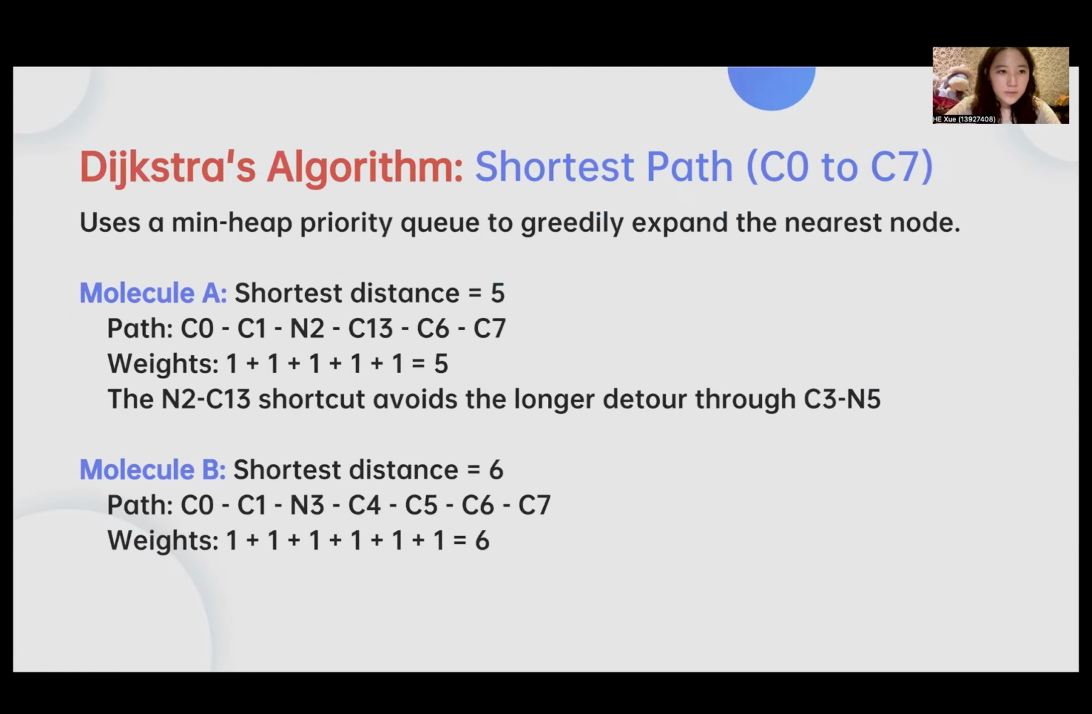And finally is Dijkstra's algorithm, finding the shortest path from C0 to C7. For molecule A, the shortest distance is 5. For molecule B, the shortest distance is 6.